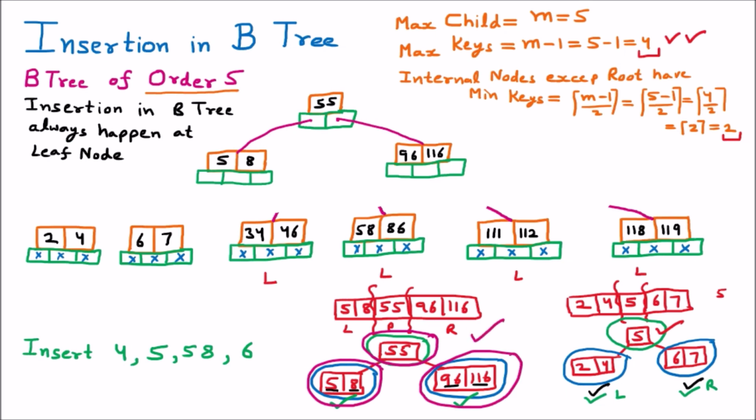Now afterward we are going to reconnect the children of 5 and 8. If you talk about 5 and 8, the first child will be connected with 2 and 4. The second child will be connected with node 6 and 7. The third will be connected with 3, 4 and 4, 6. Then 96 and 116 will be connected. The left child will be here. Talking about the middle one, the middle one will be 111 and 112. On the right-hand side we have 118 and 119. So you can see that all the pointers are successfully connected.